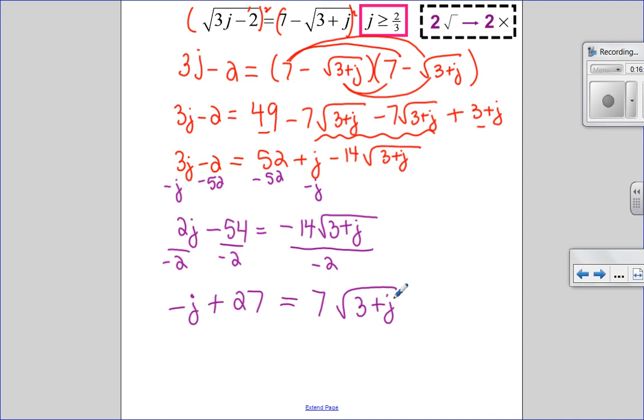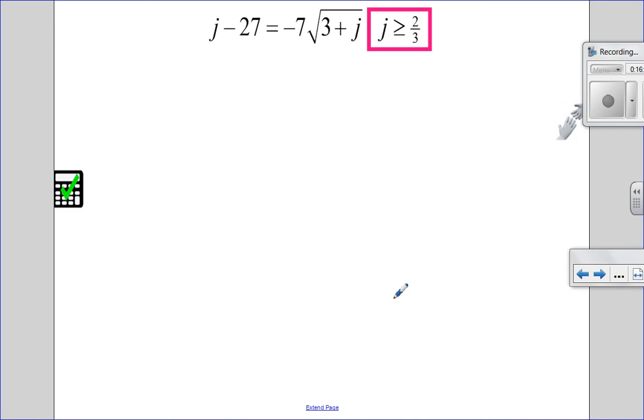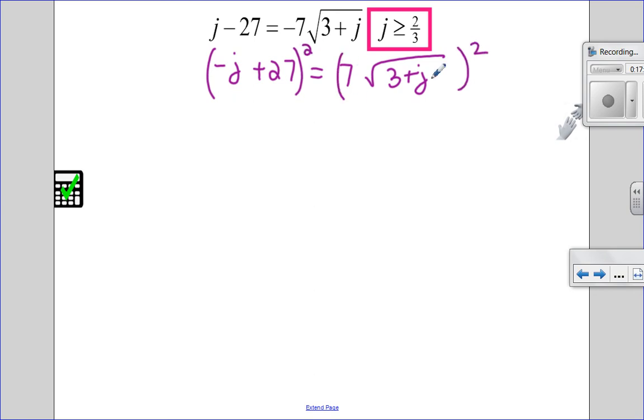So that's what I am going to use in my next step to isolate my variable, my radical isolated, to square both sides and solve for j. So over here, I'm just going to adjust this because I did this with a negative. So I'm going to do it as negative j plus 27 equals 7 root 3 plus j. Okay, so I'm going to square both sides. And either form is fine. It's really a matter of personal preference.